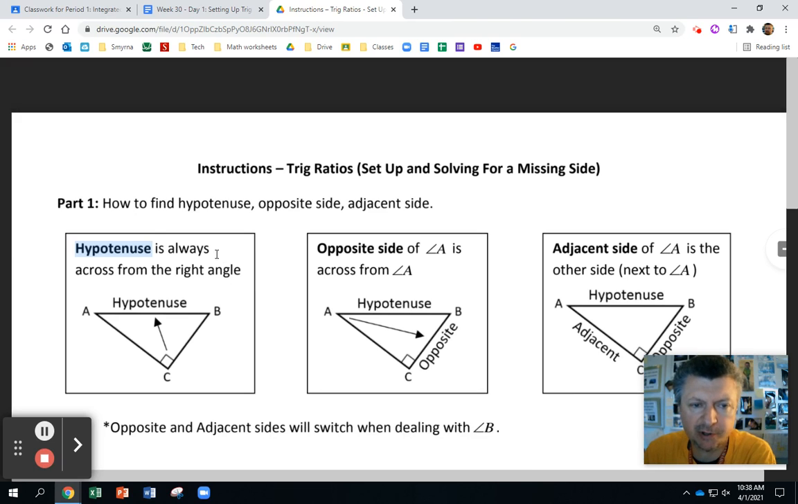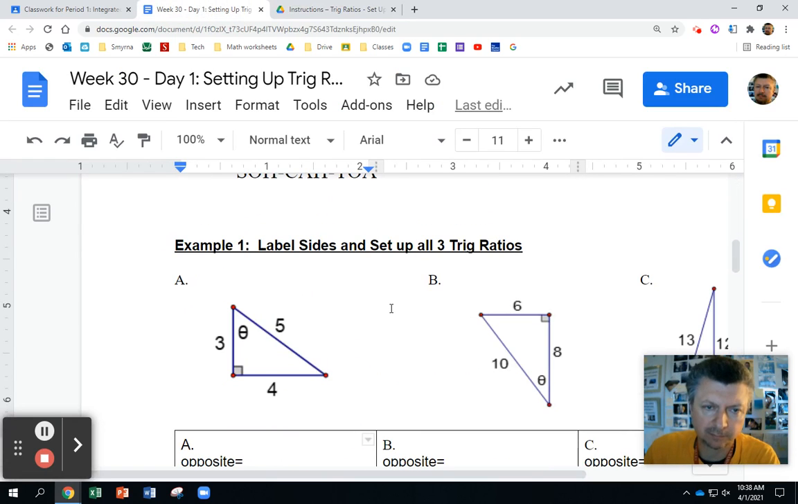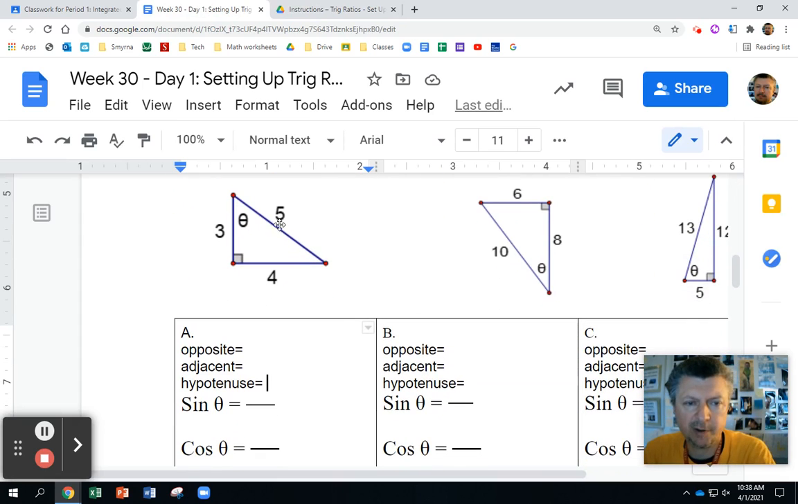First thing on there shows you how to find what a hypotenuse is. You may have heard this before. Hypotenuse is always directly across from the right angle. Here's the right angle, little box there, that's 90 degrees. And the hypotenuse is on the opposite side of the triangle. There it is, hypotenuse. So if we look at this one down here on the day one notes, which one's the hypotenuse? Well, here's the right angle. And if you go across from that, there it is, 5. So the hypotenuse is 5.